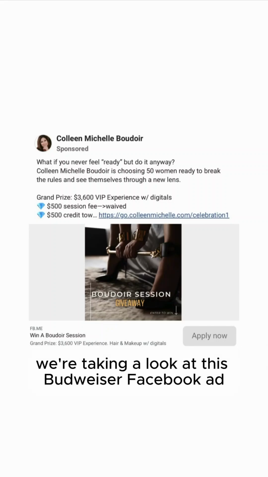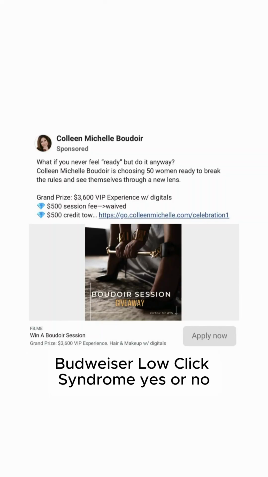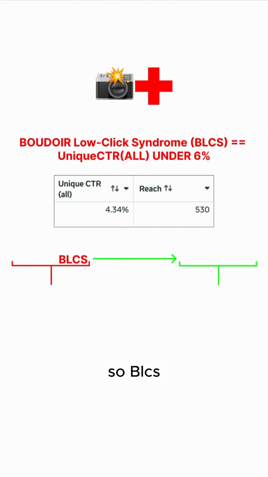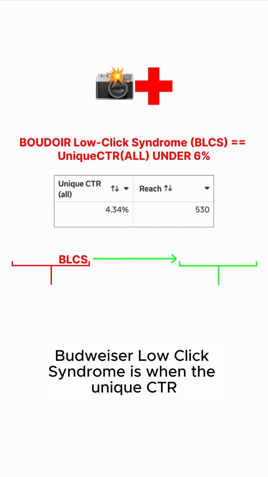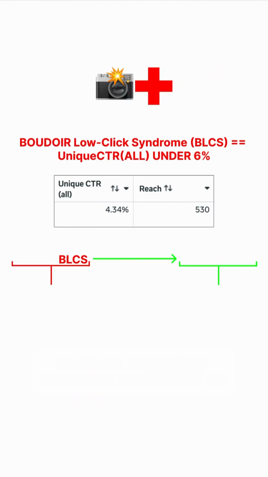All right, y'all, we're taking a look at this Boudoir Facebook ad. We're going to check it out, see if we believe it has BLCS, Boudoir low click syndrome, yes or no. So BLCS, Boudoir low click syndrome, is when the unique CTR on our Boudoir Facebook ad is under 6%.